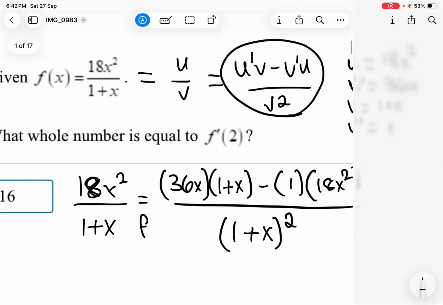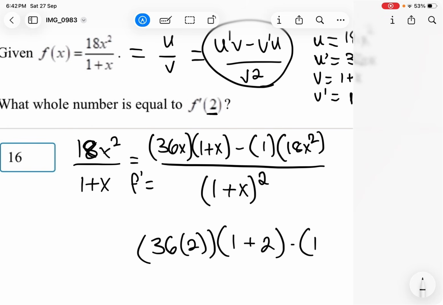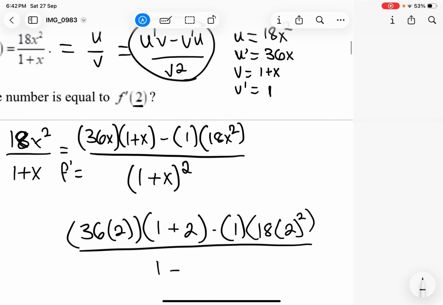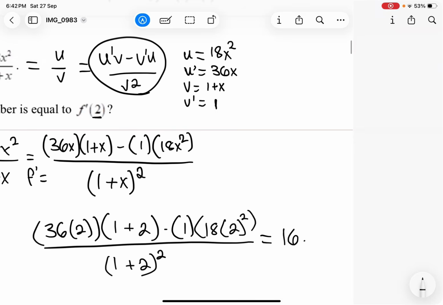Here you found y prime, and they said y prime of 2, so x is 2. So instead of multiplying it all out, which you could, but don't do it, just replace x by 2. So it will be 36 times 2 times 1 plus 2, minus 1 times 18 times 2 to the power of 2, over 1 plus 2 to the power of 2. You put it on the calculator and you'll get 16. Okay.